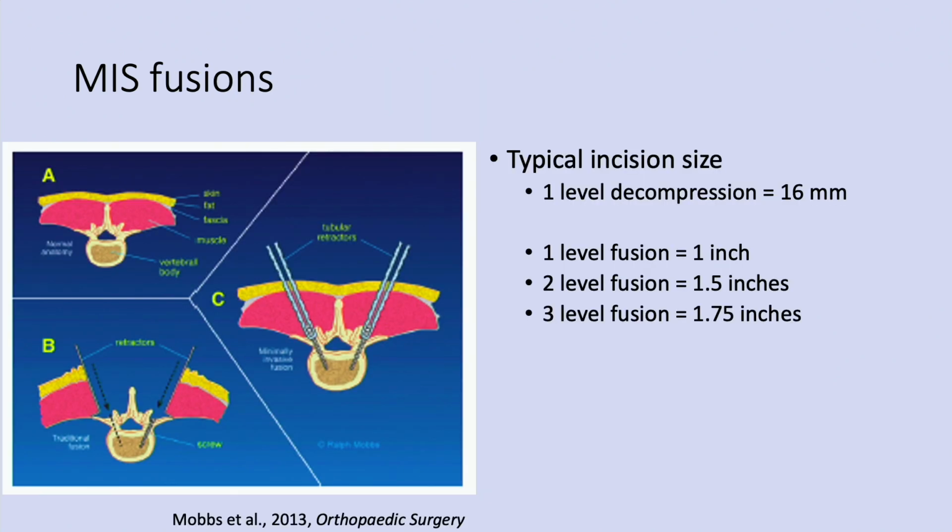Same principles apply to minimally invasive fusions. We're using natural tissue planes. You not only minimize the size of the incision, but also the soft tissue disruption, particularly related to the paraspinal musculature. Another paper out of Australia here.